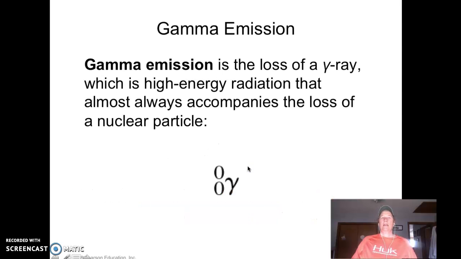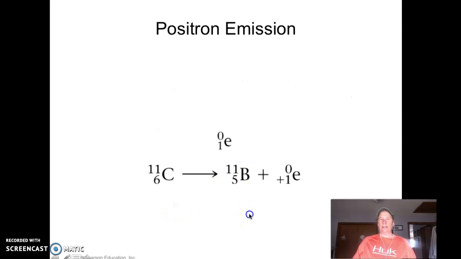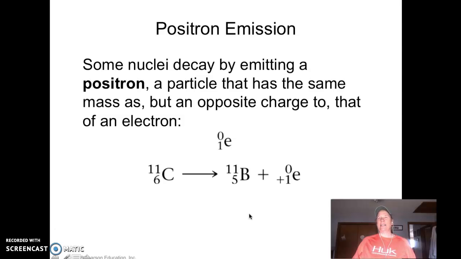Okay. Gamma is a loss of a high energy radiation particle. It usually accompanies the loss of the whole nuclear particle. I don't do the gamma one because really that's a total decay, and there really isn't a formula for them. But then there's one called the positron. Some nuclei decay by emitting a positron, which is a particle with the same mass as, but opposite charge of an electron. So it's kind of like a proton. Well, it really is a proton, but they call it a positron.